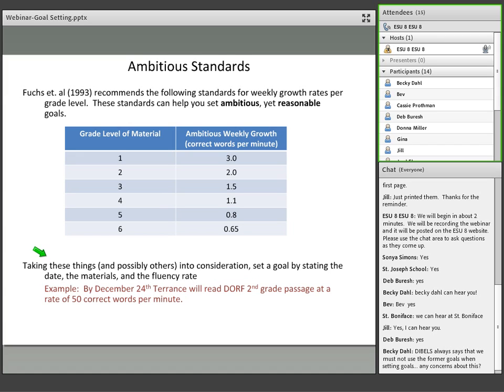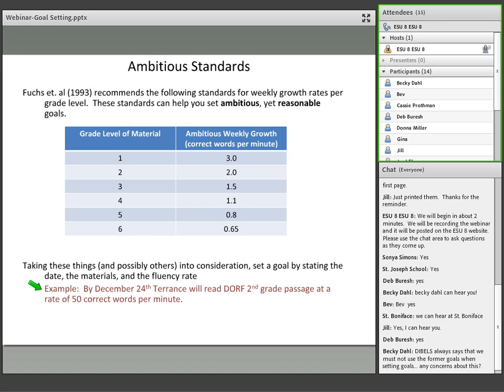And here's a way to write a goal statement. So you want to have the date in there. When is the student going to reach the goal? What material are they in? And what's the rate that you expect them to make? So for example, we could say by December 24th, Terrence will read DIBELS Oral Reading Fluency second grade passage at a rate of 50 correct words per minute. And that would be Terrence's goal.